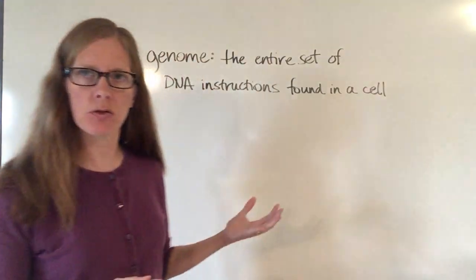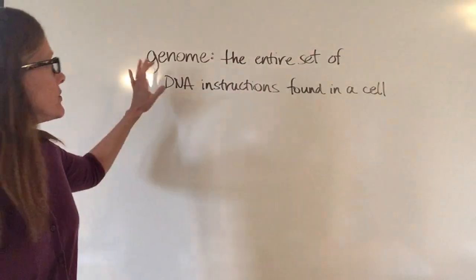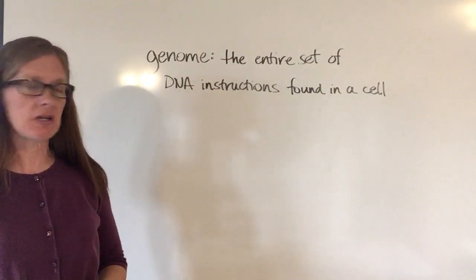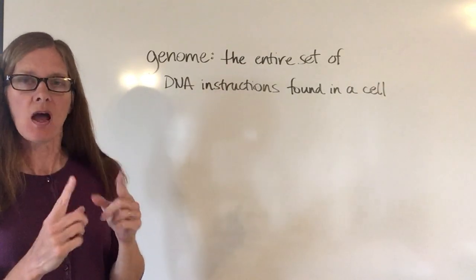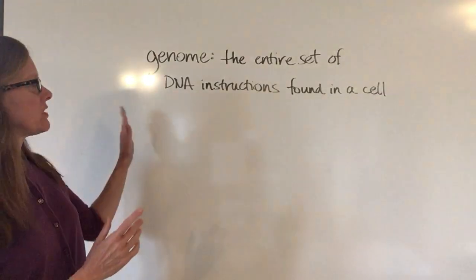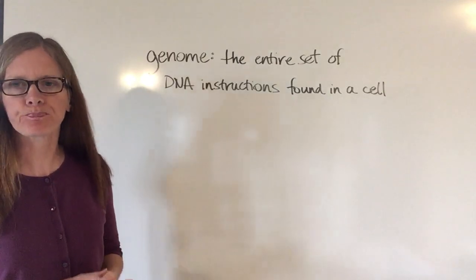I'm going to step out of the way here so that you can see this definition, because you will need to know this definition. A genome is the entire set of DNA instructions that are found in a cell. So it's not just a small piece of a chromosome, it's not just a small piece of a gene, it's actually the entire DNA that is contained in a cell.